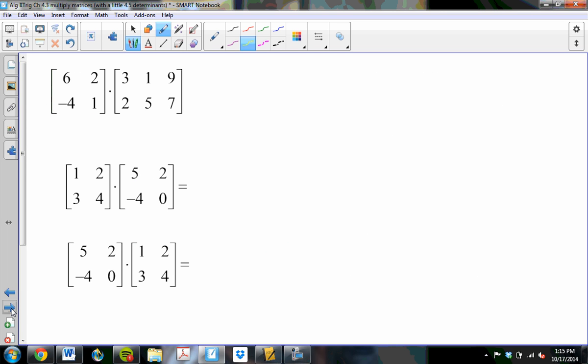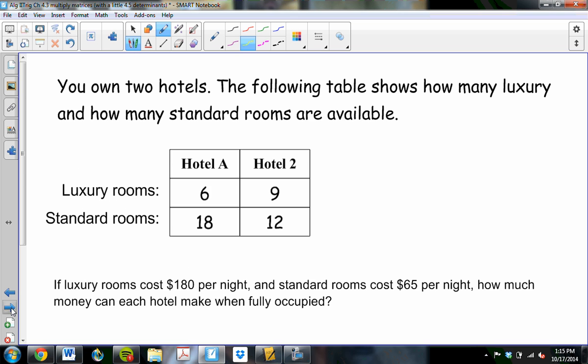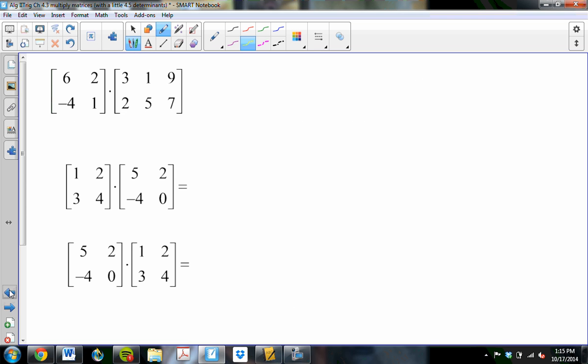But I'll give you a chance to work on these 3 problems, then I'll do it myself, so you can pause it and then try them, and then we'll do one word problem. This is a 2 by 2. This is a 2 by 3. So my new matrix is going to be a 2 by 3. 2 by 3. So I'm matching up the outer numbers.